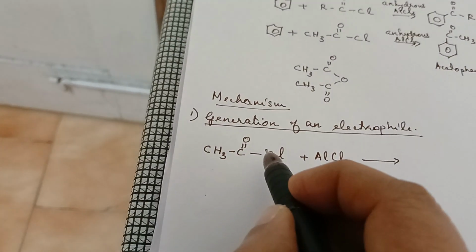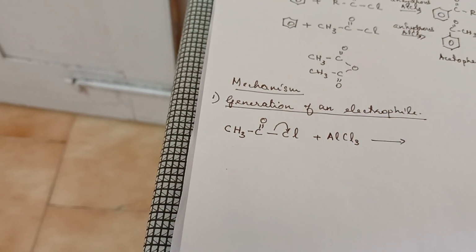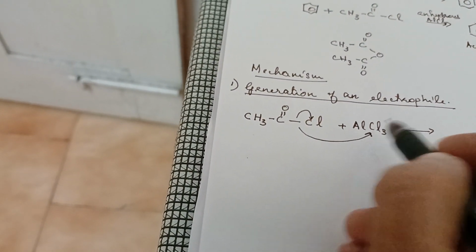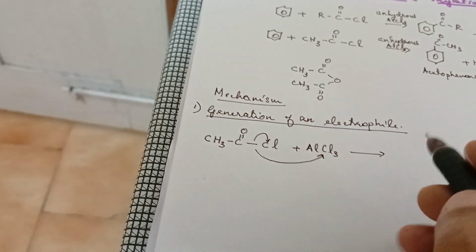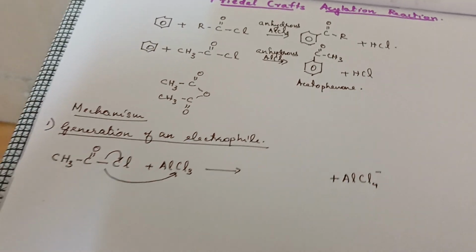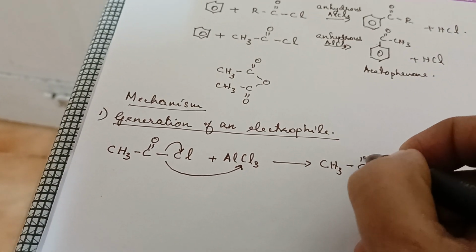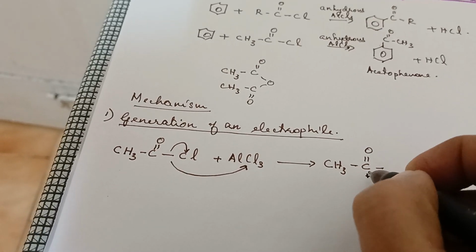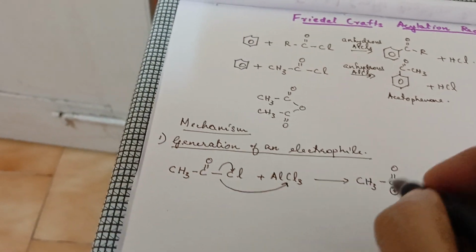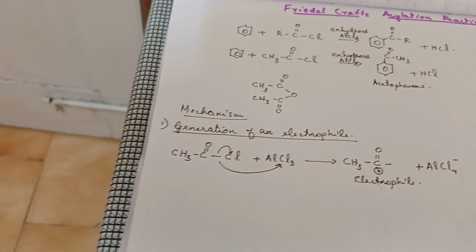Now chlorine is electronegative. It will pull the shared pair of electrons towards itself. And this chloride ion will be accepted by AlCl3 because it is electron deficient. And as a result, you will be getting AlCl4 minus and CH3 C double bond O, with a plus charge on this. So that is your electrophile. This acyl group is your electrophile. So that is the first step.